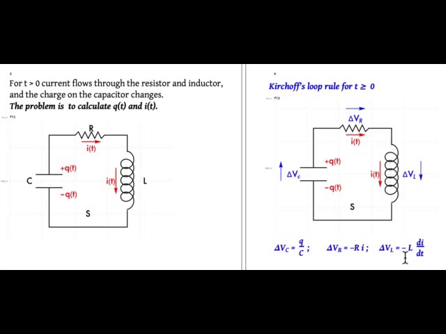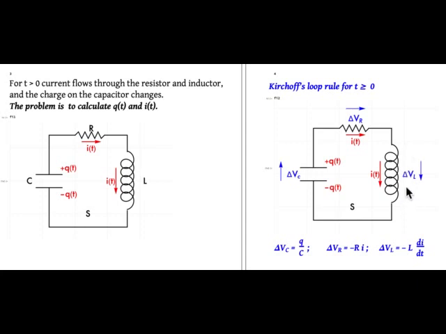Delta V sub L is negative L di dt. And that is consistent with Lenz's law. Remember, Lenz's law says that electromagnetic induction opposes the change in the field, or the change in the flux, or the change in the current. So I want a potential difference that would oppose a change in the current. Now suppose di dt is positive, then I would want a potential difference which would create a current in the opposite direction.